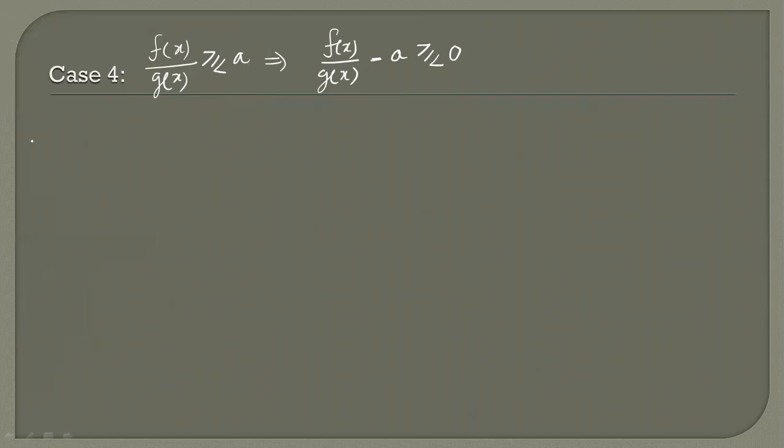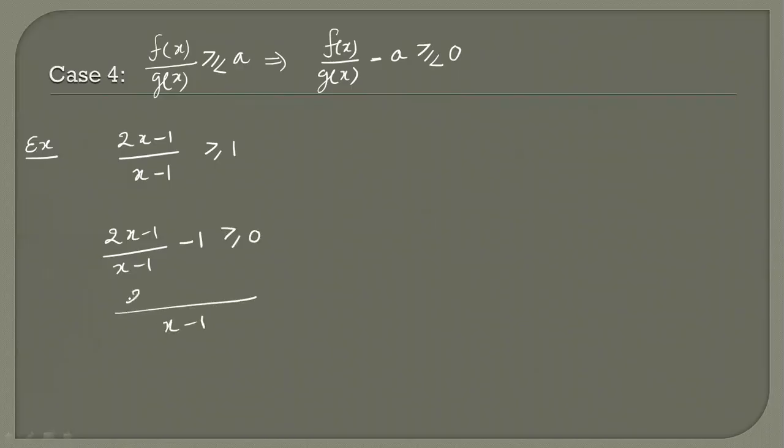So take an example to understand it. Suppose we have (2x minus 1) upon (x minus 1) greater than or equal to 1. We cannot take x minus 1 to the right hand side. We have to take 1 to the left hand side. Now take the LCM of x minus 1. So 2x minus 1 minus x plus 1 greater than or equal to 0. It will be x upon (x minus 1) greater than or equal to 0.